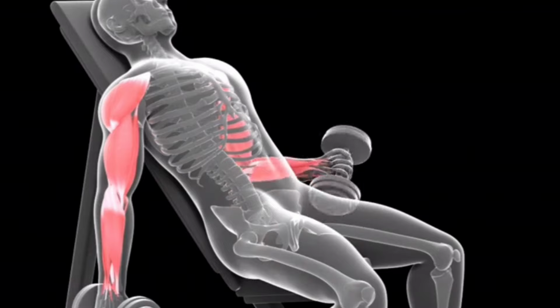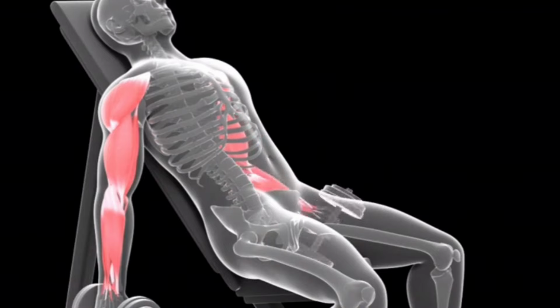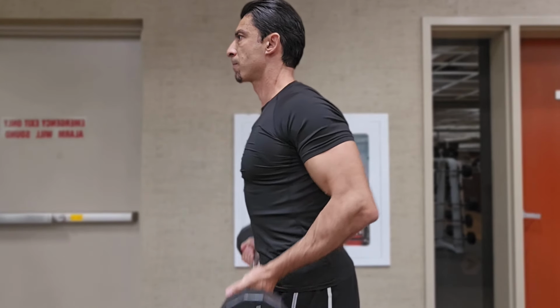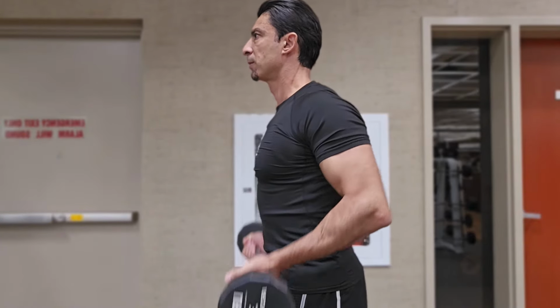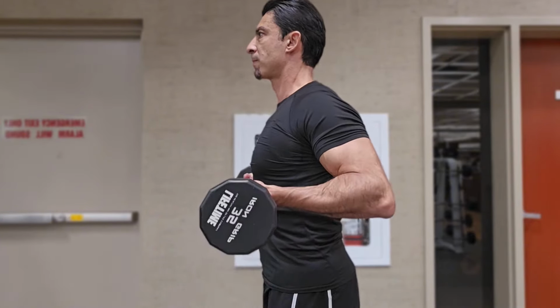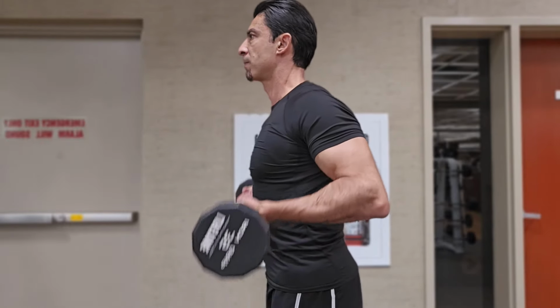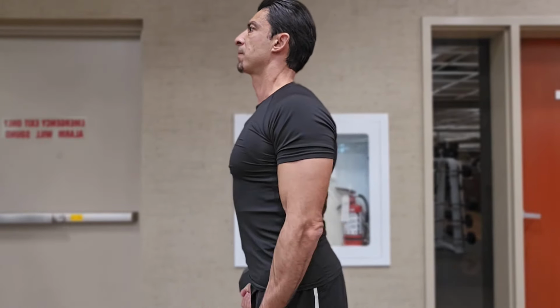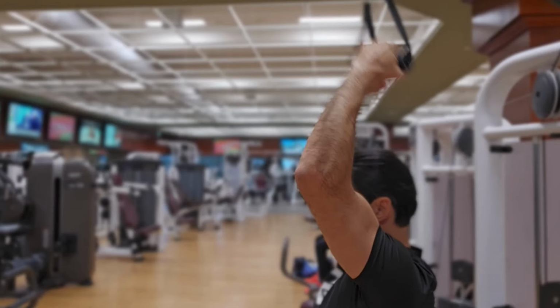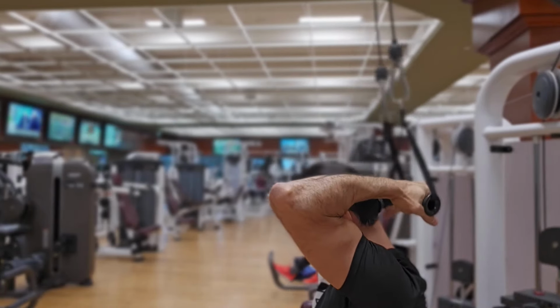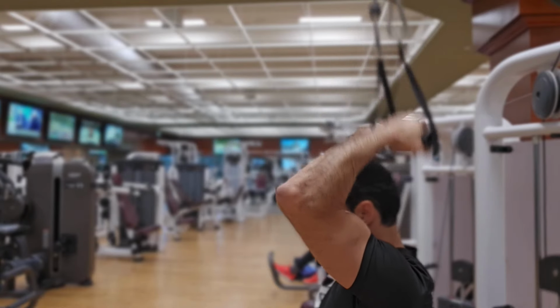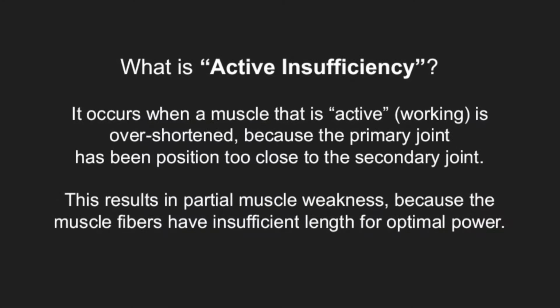If the shoulder joint is positioned such that the arm is extended posteriorly, the biceps is elongated, the insertion of the biceps is moved further away from its origin. If the shoulder joint is positioned such that the arm is held directly in front of you or up alongside your head, the biceps is shortened, the insertion is moved closer to its origin. This is known as active insufficiency.